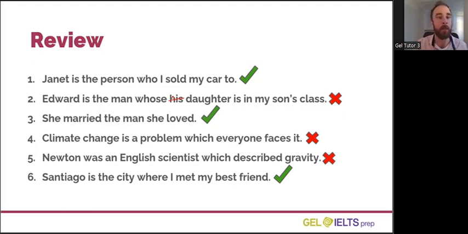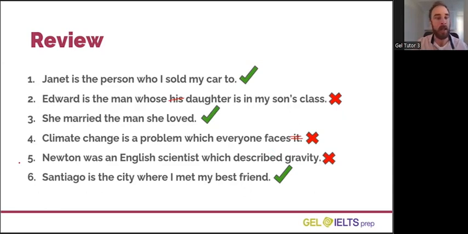Now it's correct. 4, climate change is a problem which everyone faces it. Well, we've made the mistake of including the object. Everyone faces this problem. This problem is replaced by which, so we don't need it. Climate change is a problem which everyone faces.